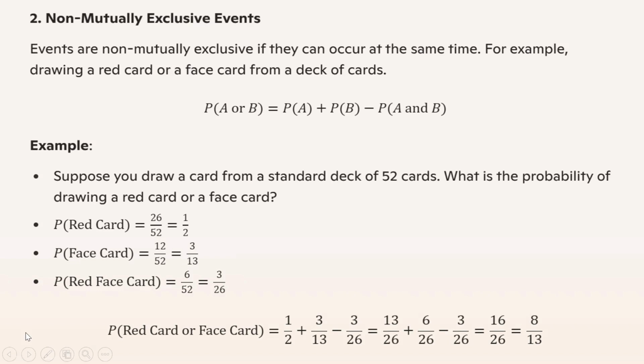Draw a card from a standard deck of 52 cards. Probability of drawing a red card or a face card. Red card is 26 by 52, 1 by 2. Face card, there are 12 face cards, 12 by 52, 3 by 13. Red face card, both should be satisfied, then you multiply. But if you are talking about a red card or a face card, then 1 by 2 plus 3 by 13, and you have to subtract the intersection part of it, which is 3 by 26.